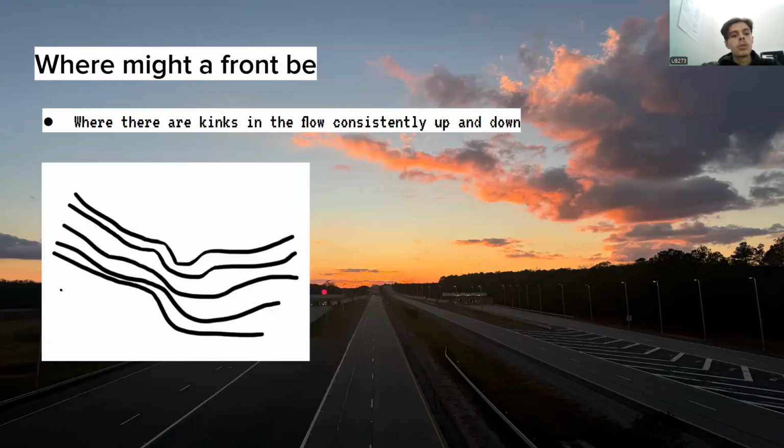Okay, so where would a front be? You might be able to detect a front at the 700 millibar level by multiple kinks all the way down. Okay, maybe there's a cold front right there.